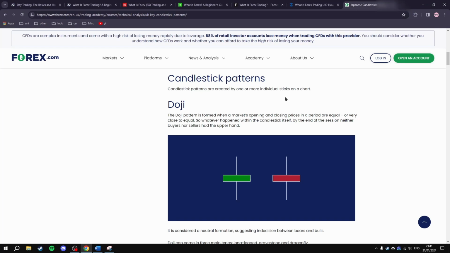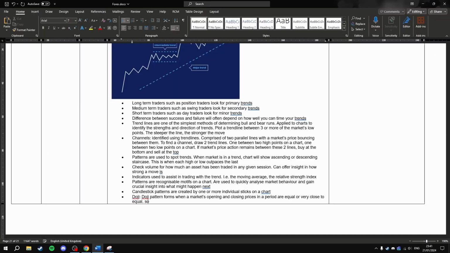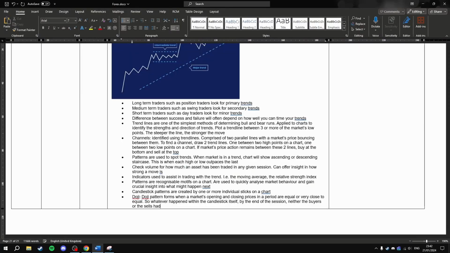So whatever happened within the candlestick itself, by the end of the session neither the buyers nor the sellers had the upper hand.